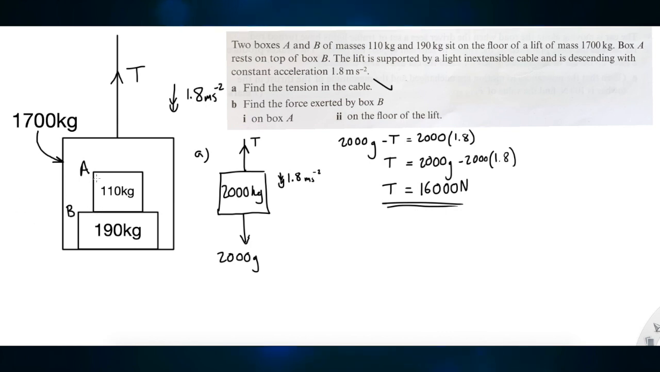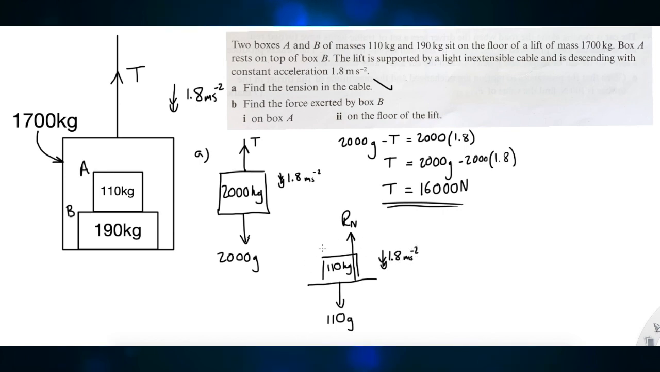So the normal force from box B on box A is what we're looking for. So we have our lift here, which we'll call box B. We have 110 kilograms, which is box A. This is the normal reaction force. We have 110 kilograms times G down, so 110 G downwards is the weight. We have Rn going upwards, and remember we're accelerating in this direction at 1.8.